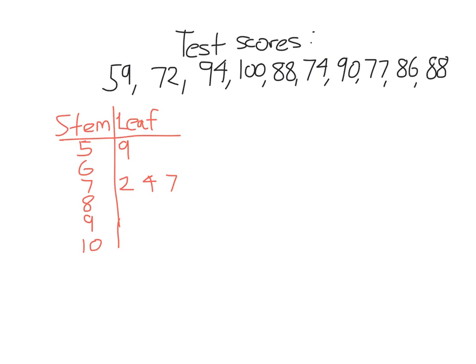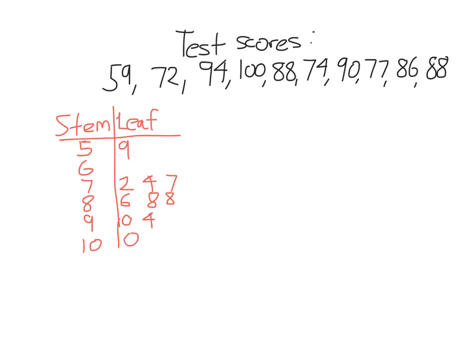Then I can do the same for the 80s. I've got 3 scores again in the 80s. So I write the smallest one first. Now 88 occurred twice, so I need to write it twice. And then if I go to the 90s, there were 2 scores, and the last score, 100, has 10 tens and no units.